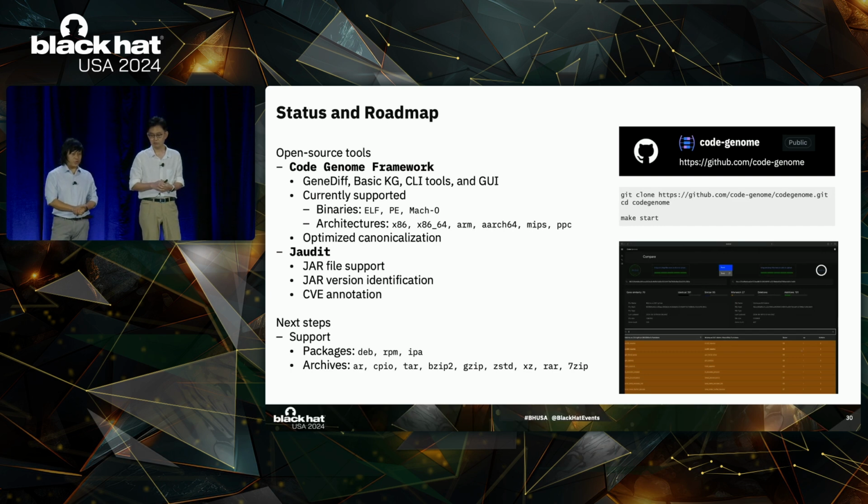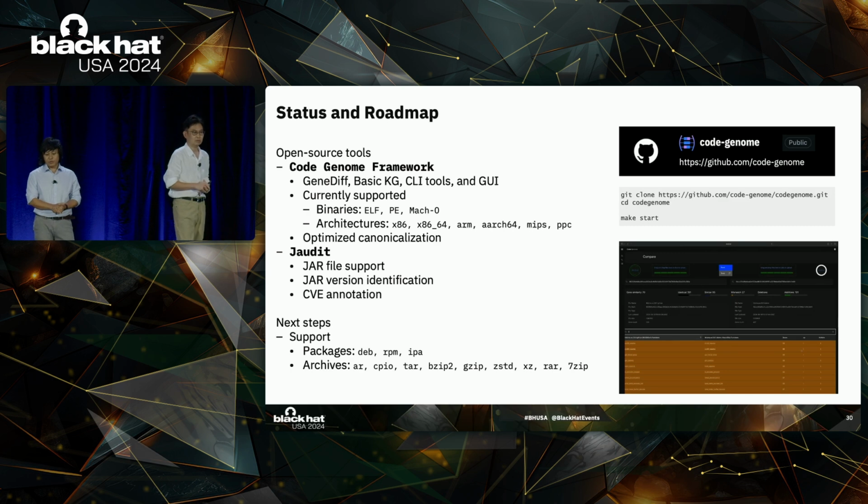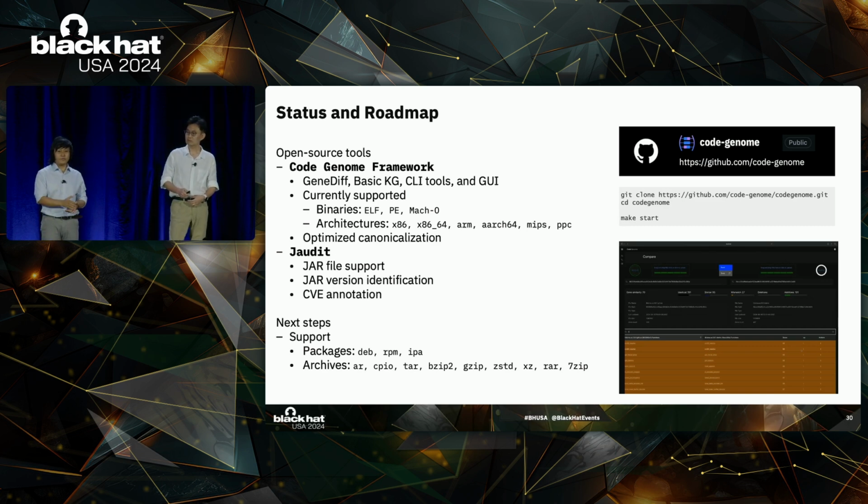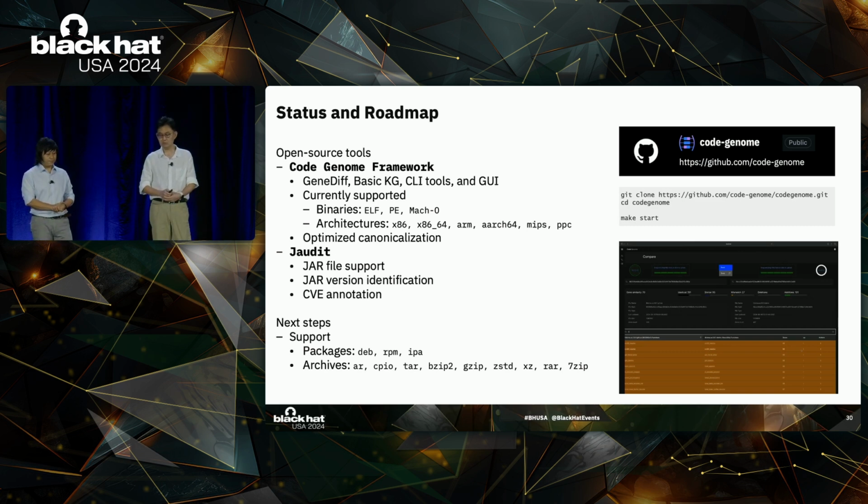Next, we also want to support packages like RPM and others, and also the different archives that you saw in the second demo, which is already present in the cloud native version of Code Genome. So that's also what we hope to be able to open source. At the very last slide, we are going to give you a QR code, so don't worry about the link.